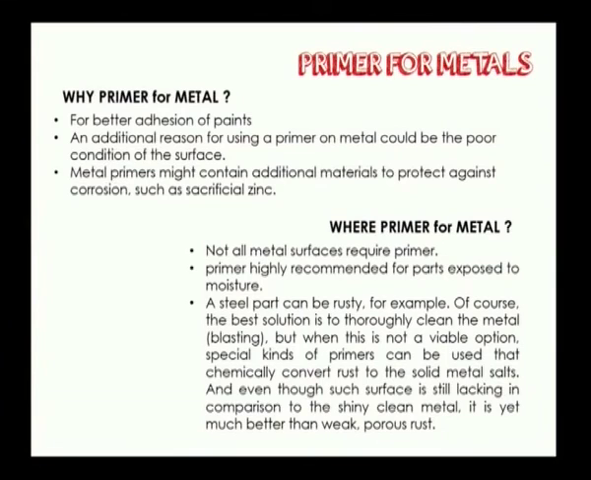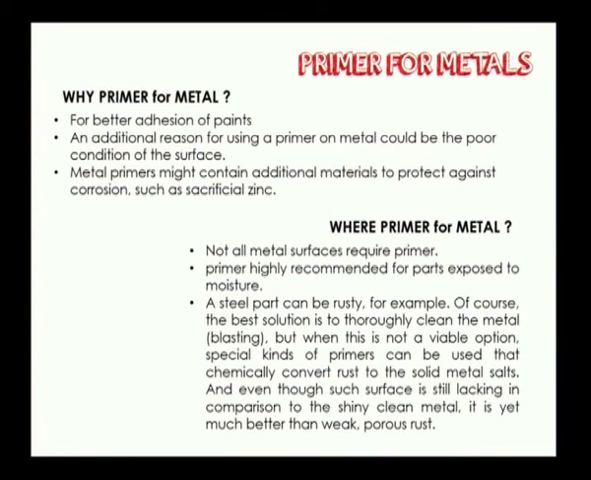Now, primer for metals. Why do we need primer for metals? Again, it is for better adhesion. An additional reason for using a primer on metal could be the poor condition of the surface. Metal surfaces may not have a plain surface or may have some bit of corrosion and dirt on top, which should all be completely cleared. Metal primers might contain additional materials to protect against corrosion, such as sacrificial zinc.